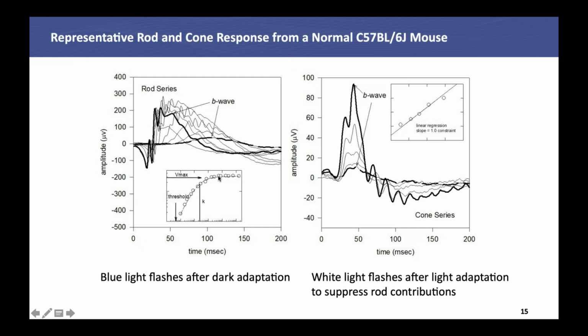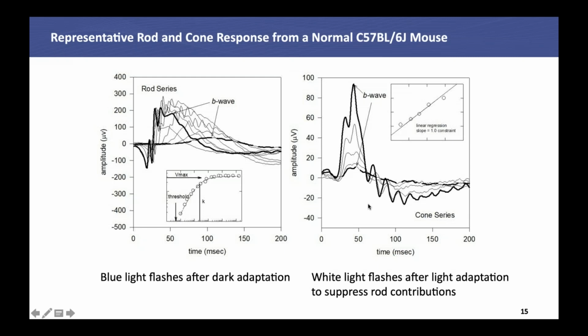You can fit the response functions with a Naka-Rushton function, which is equivalent to Michaelis-Menten, to get parameters such as Vmax, which indicates the maximum responsivity of that retina, and K, which is the semi-saturation intensity, gives you a measure of sensitivity. Other measures include the threshold intensity.